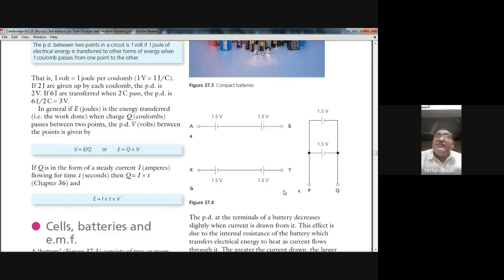Here you can see the positive and the positive are connected with each other, and the negative and negative are connected. When you put the cells in this way, this is called a parallel combination. And in the parallel combination, the total EMF or the total voltage of the whole combination will be equal to the voltage of a single cell. So a single cell here is 1.5 volt, so the total voltage of this whole thing will be 1.5 volt.